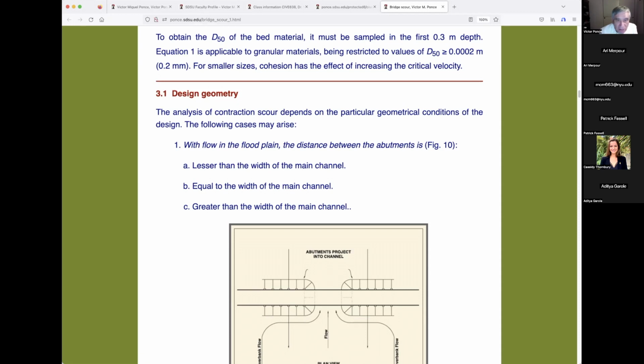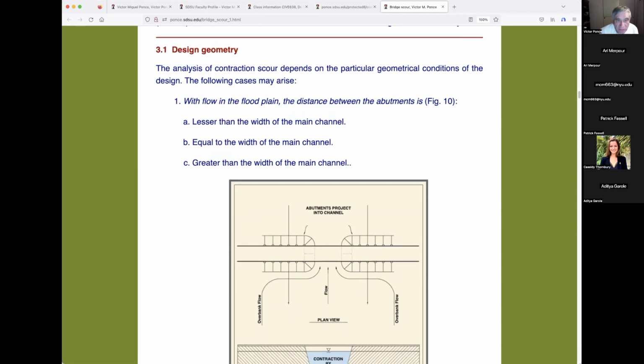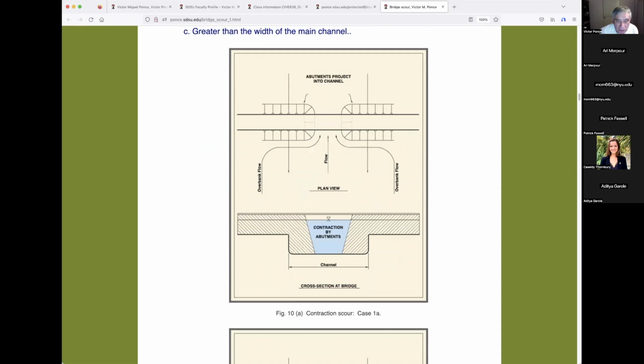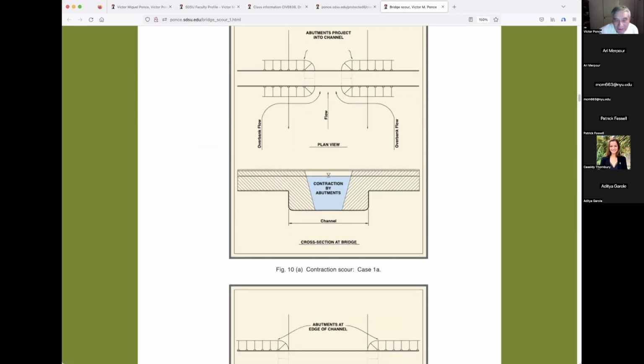Analysis of contraction scour depends on the particular geometrical conditions. The following cases may arise. Flow in the floodplain, the distance between the abutments is lesser than the width, equal to the width, or greater than the width of the main channel. And here, lesser than the width. This is kind of bad, but it's done, by the way. As you can see, this is a channel. The abutments go into the channel. I would never do that. But I mean, I don't design all the bridges.